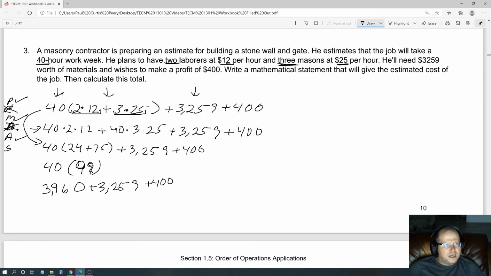Cool. Now they want to know the total cost of this. And when we add everything together, we get $7,619. That's it.